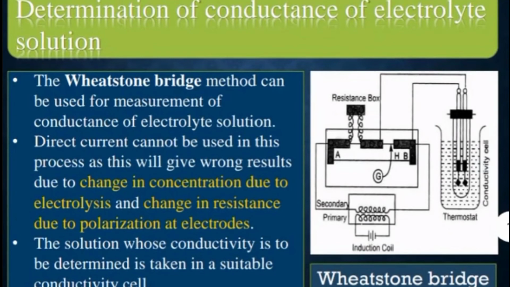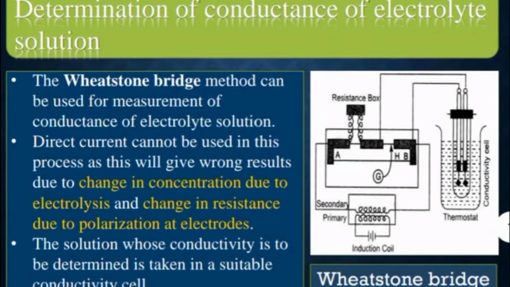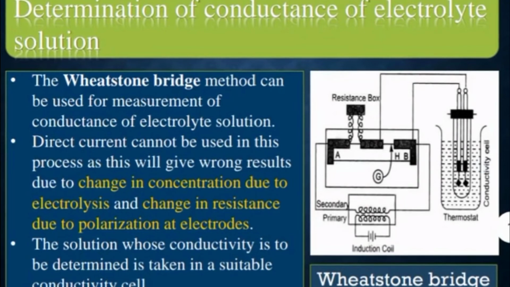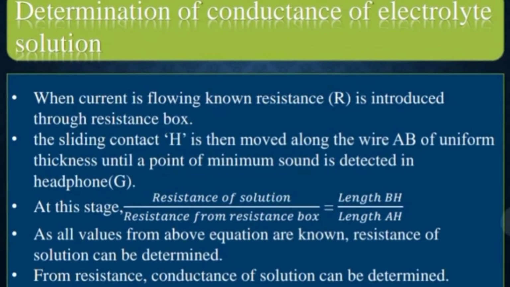The solution, whose conductivity is to be determined, is taken in a suitable conductivity cell. When current is flowing, known resistance R is introduced through a resistance box. The sliding contact H is moved along a wire AB of uniform thickness until a point of minimum sound is detected in a headphone G.